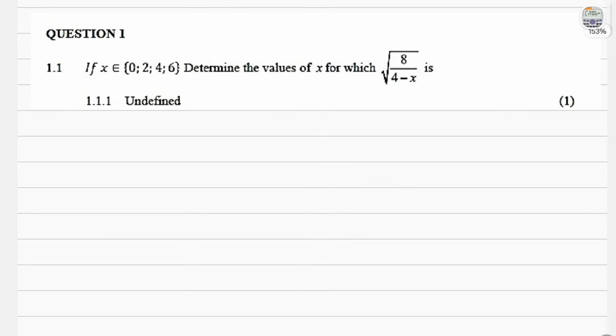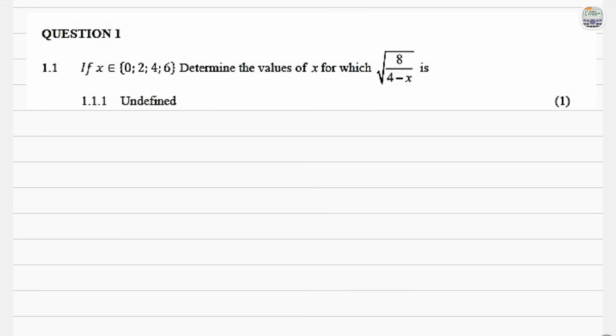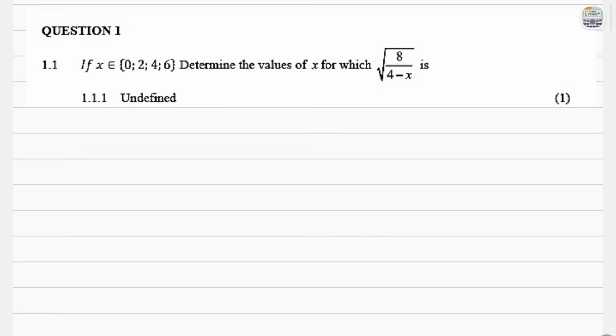Question 1.1 says, if x is an element of {0, 2, 4, 6}, determine the values of x for which the square root of 8 over 4 minus x is undefined. So how do we get an undefined value with this type of expression? We can see that we have a fraction there. If the denominator of the fraction is equal to 0, the numerator can be anything, even 0. As long as the denominator is equal to 0, your expression is going to be undefined.